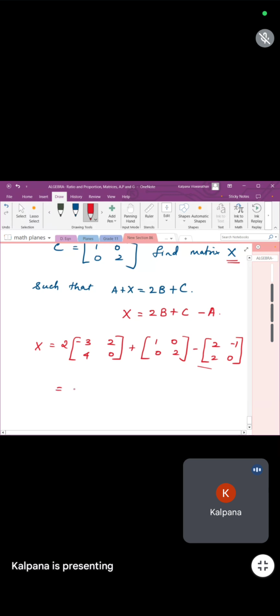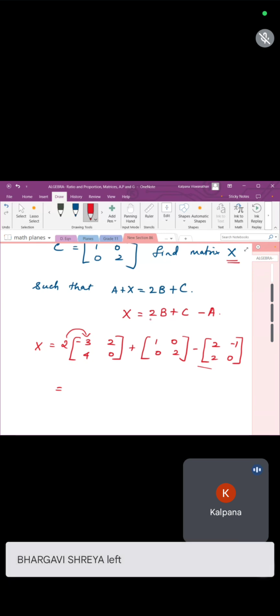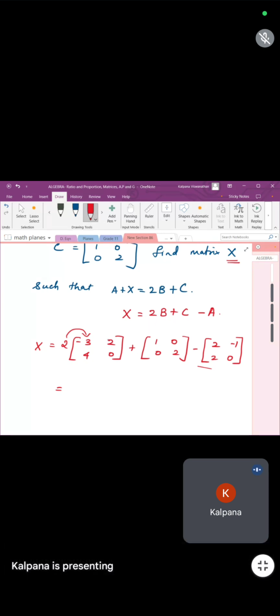Yeah. So first, this is called scalar multiplication. You will multiply 2 with each of the elements, that is 2 times B. Then after that, you can add the corresponding first elements. So minus 6 plus 1 minus 2.